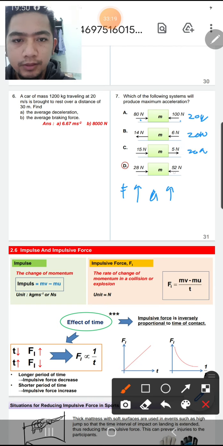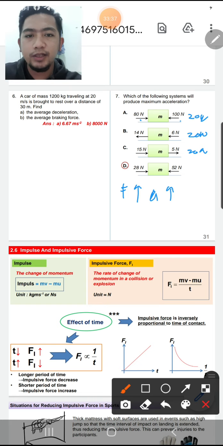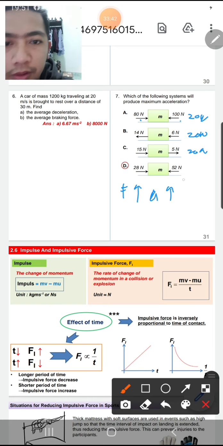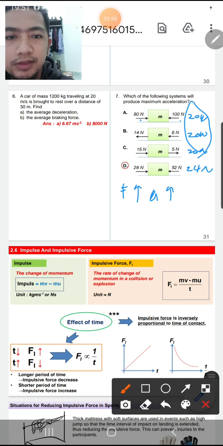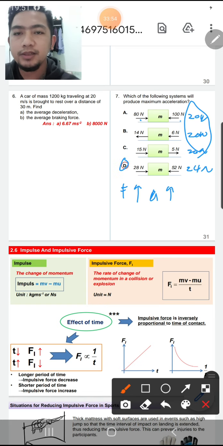This one has the bigger force. So the big one minus the smaller one, 52 minus 28. Why minus? Because they are in different directions, one goes right and one goes left. That's why we subtract. So 52 minus 28 is 24 Newton. This is the biggest force compared to the others. So the bigger the force, the bigger the acceleration. That's why the answer is D.